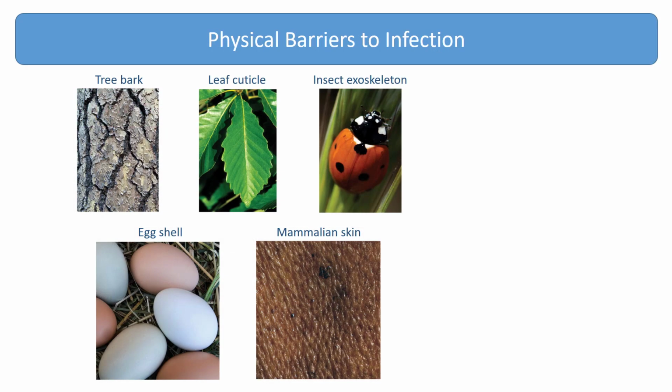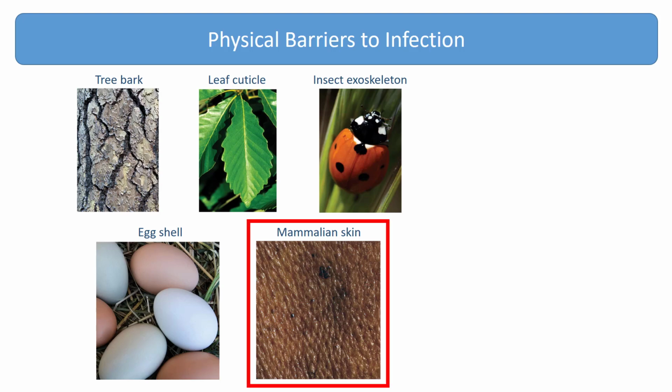Organisms have a physical barrier surrounding them that protects against infection. Examples include the cell wall of bacteria, the bark of trees, the cuticle of leaves, the exoskeleton of insects, the scales of fish, the shells of eggs, and the skin of mammals. At times, this barrier can be breached, and this can lead to infection.